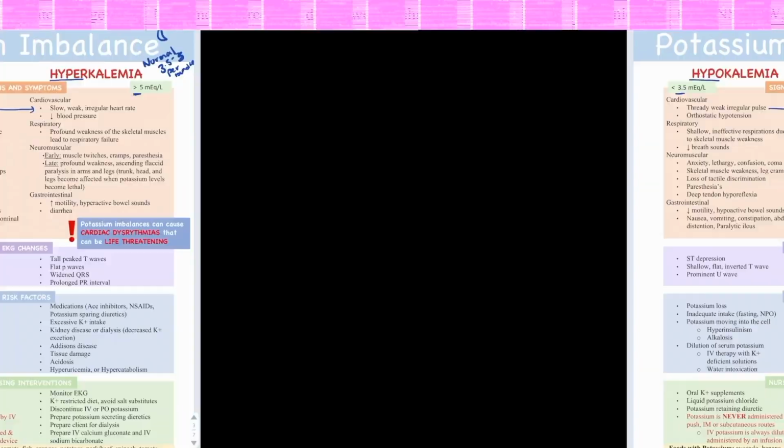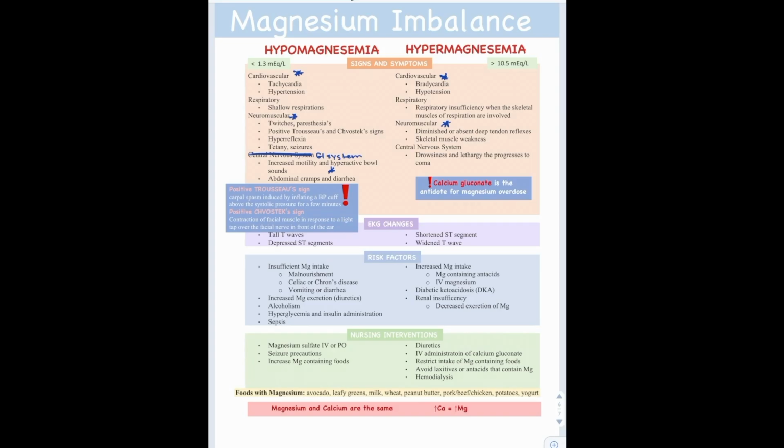Our nursing interventions for hypomagnesemia are magnesium sulfate IV or PO, seizure precautions, and increasing magnesium-containing foods, which are avocado, leafy greens, milk, wheat, peanut butter, pork, beef, chicken, potatoes, and yogurt. For hypermagnesemia, we're going to give diuretics, IV administration of calcium gluconate because we know that's the antidote, restrict intake of magnesium-containing foods, avoid laxatives or antacids that contain magnesium, and hemodialysis. And magnesium and calcium are the same. So when we have a high calcium, we also have a high magnesium.